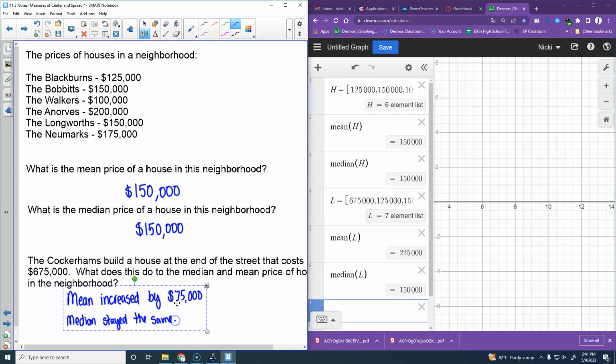And it stayed the same because you have two houses right here that are worth $150,000. They were your middle two, right there at the middle. So basically it switched from being maybe the Bobbitts to the Longworths, and their houses were equal amounts. Right? So which one would better describe the neighborhood overall here? Mean or median? Okay, median. Or mean? Which one do you think?